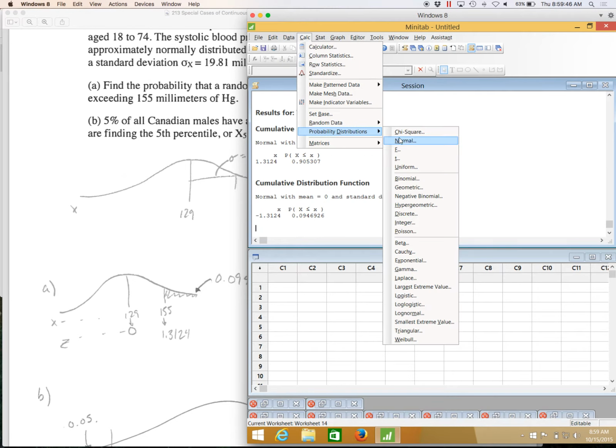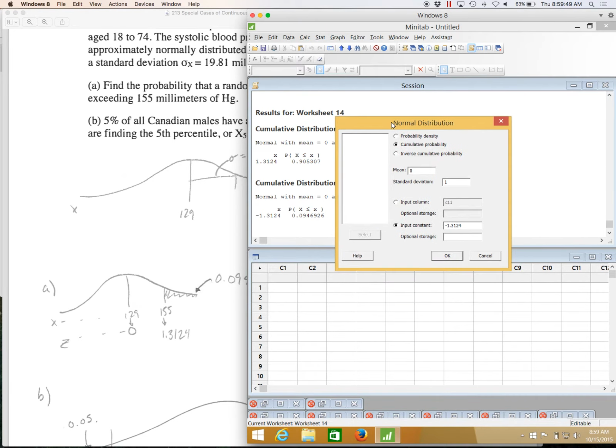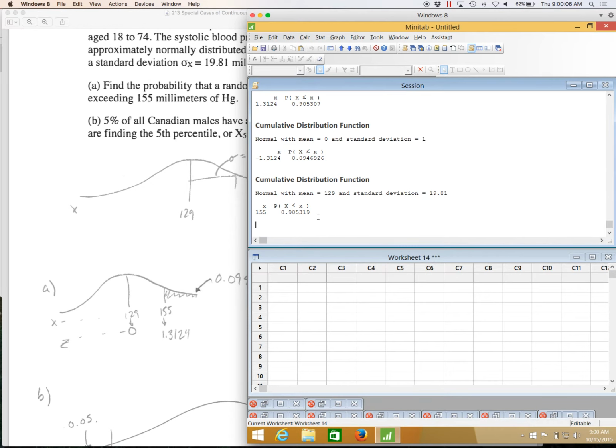The third thing I want to show you, to get yet the same answer: instead of having the middle be 0, I could say the middle is what it actually is, which is 129. The spread is 19.81, what it actually is, and then I can look up the value I'm actually interested in, which is 155. This is going to give me the original probability that I got originally. A good thing about using the actual middle and the actual spread is that I don't have to do the z-score conversions.